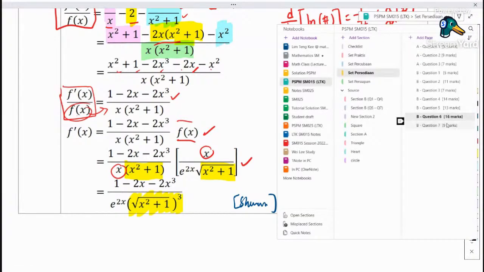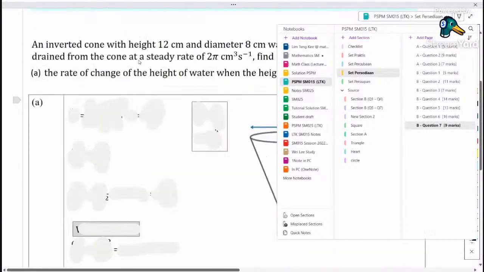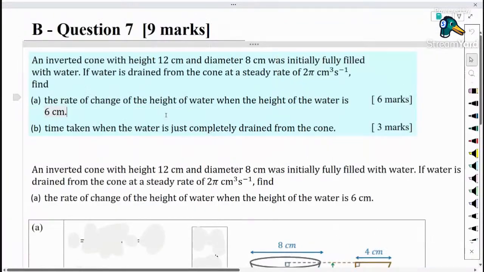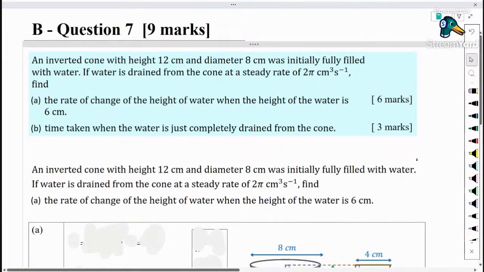Then finally, we come to the last question, regarding chapter 10, applications of differentiation. Let's see how we solve these questions here, guys and girls. So, you were told that an inverted cone with a height of 12 centimeters and a diameter of 8 centimeters was initially fully filled with water, and if water is drained from the cone at a steady rate of 2 pi centimeter cube per second, find the following.